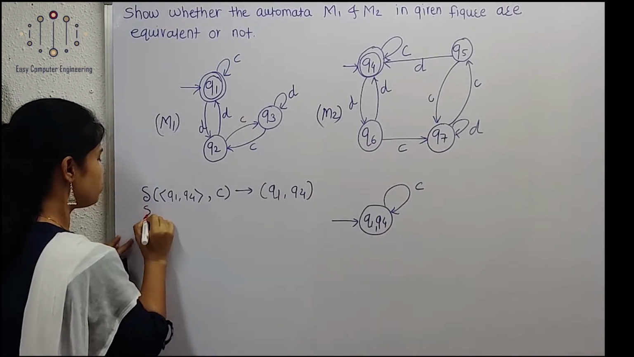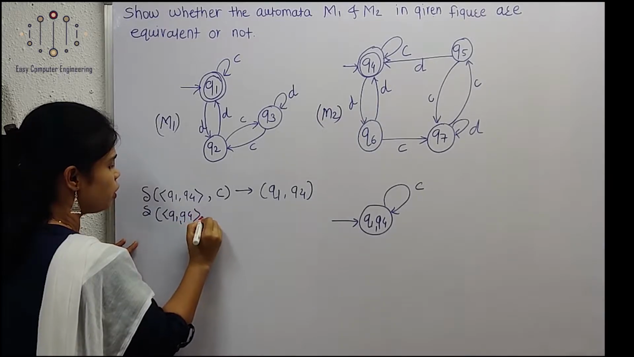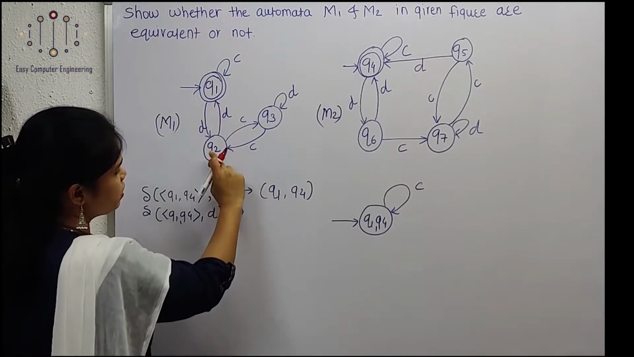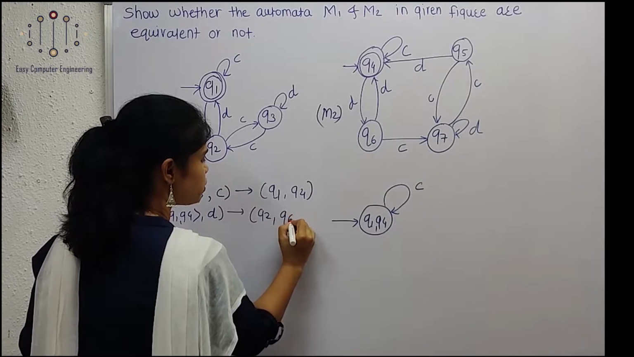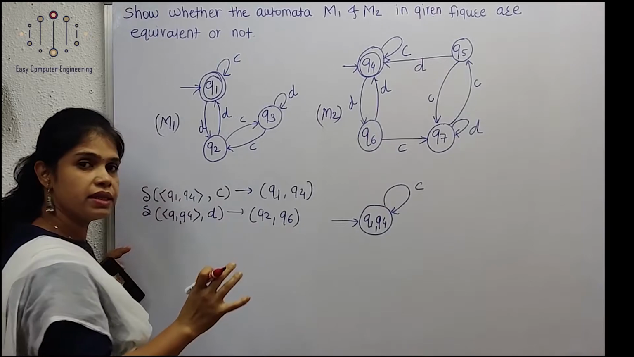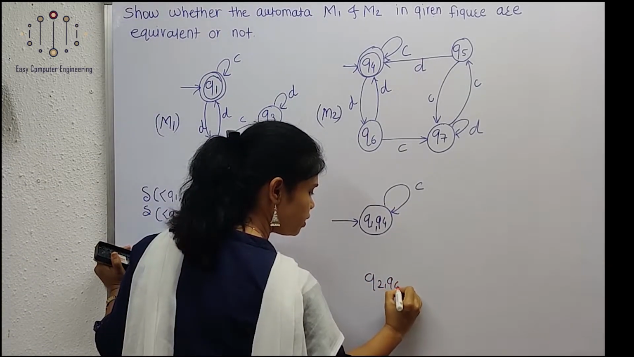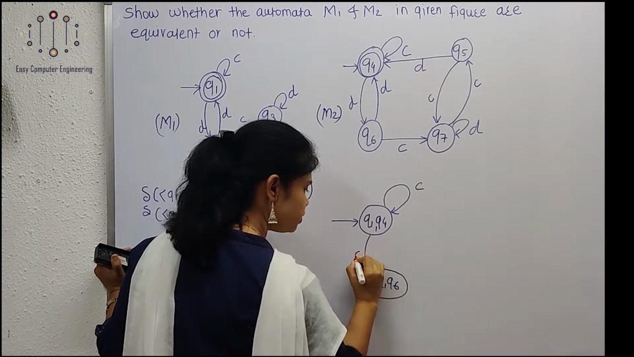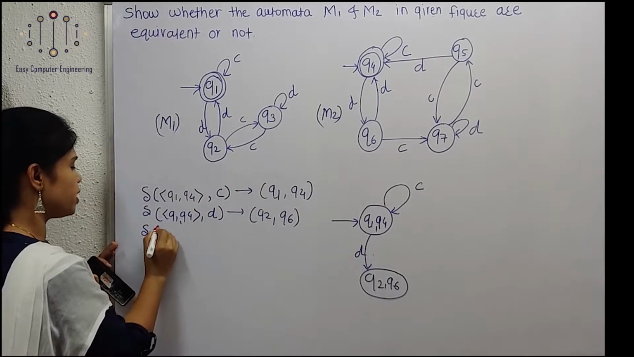Now from Q1, Q4 on the D transition: from Q1 on D it is Q2, and from Q4 on D it's Q6. So we get Q2, Q6 as a new state. Here we will show Q2, Q6. This will be our new state on the D transition.